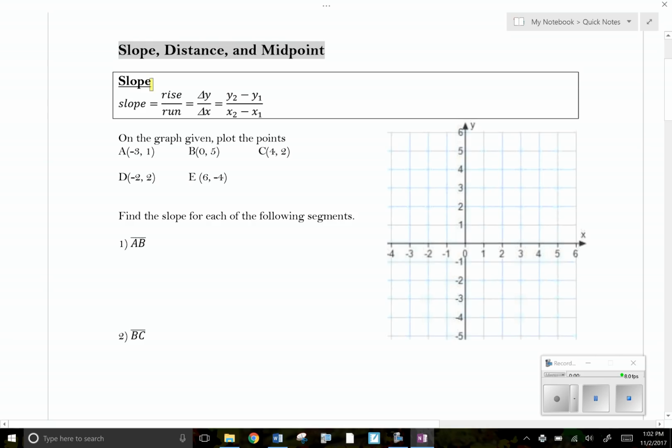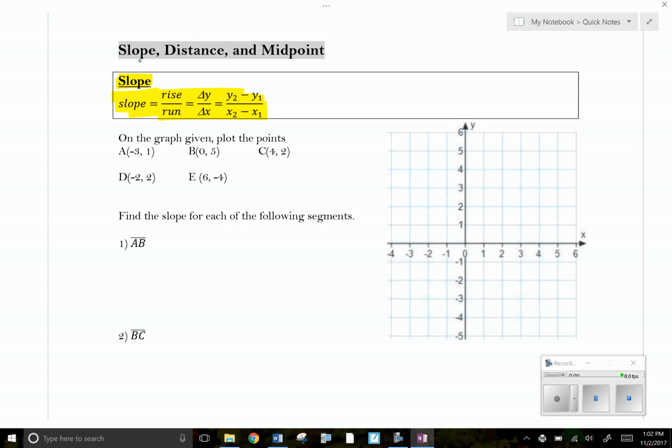So, you should know the slope formula from middle school, from algebra. Slope is rise over run, also known as delta y over delta x, also known as y2 minus y1 over x2 minus x1. You can use any of those that you want as long as you get the answer right. We don't care which one you used.